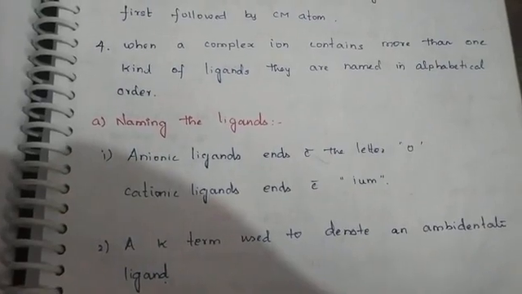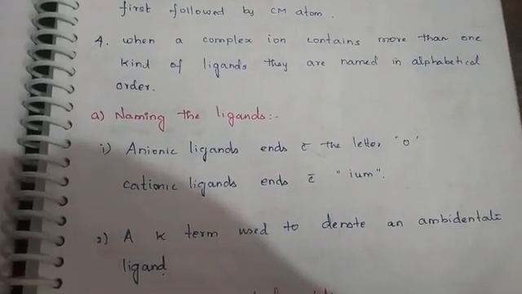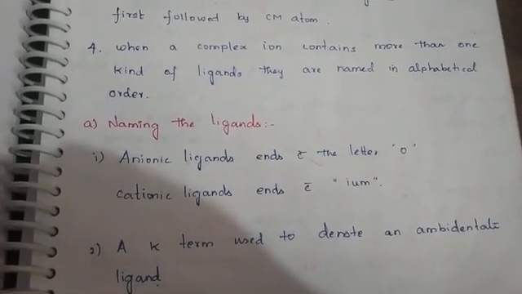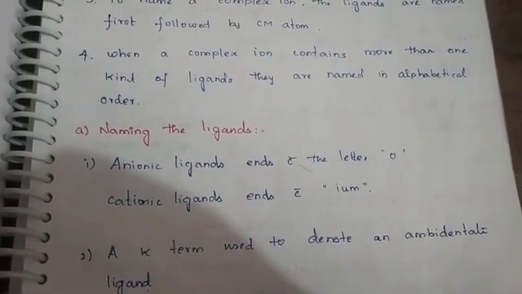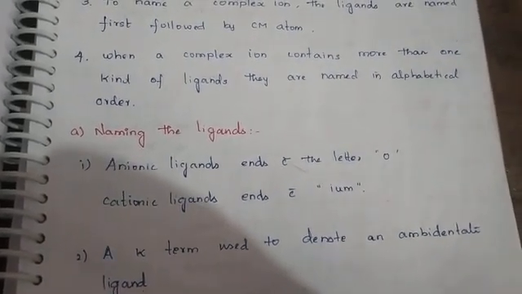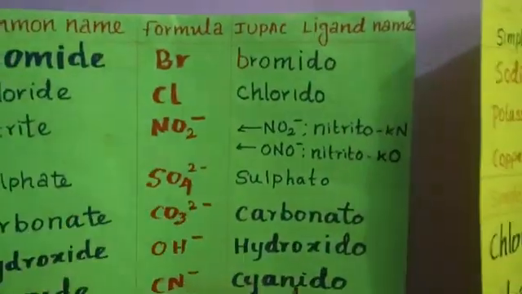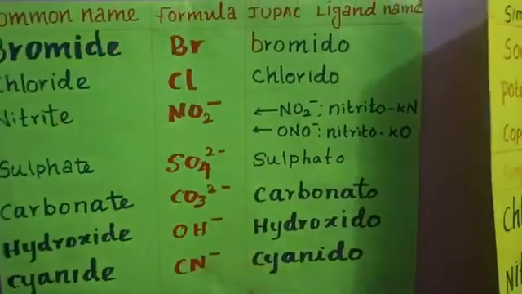While naming the ligands, anionic ligands end with the letter O. Cationic ligands end with IUM. This is the basic; you have to learn this one. You see here, this is the metal atom. Here the ligand I have written.